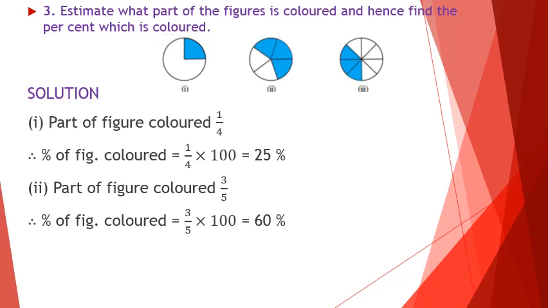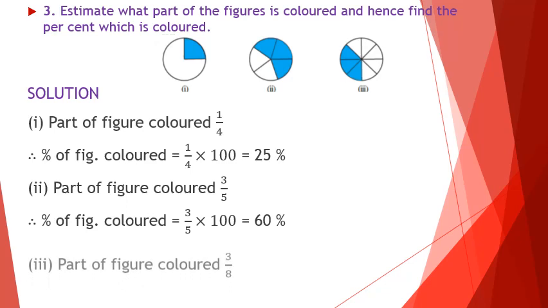Now observe the third figure. How many parts is the figure divided into? Yes, the figure is divided into 8 parts. Look carefully at how many parts the figure is divided into. And out of that, how many parts are colored? Yes, 3 parts are colored.